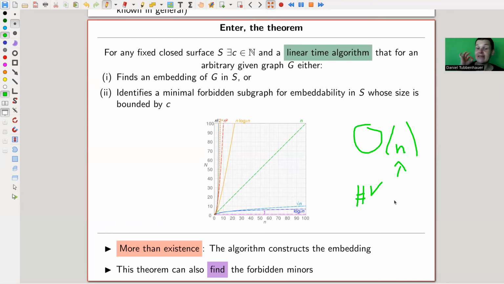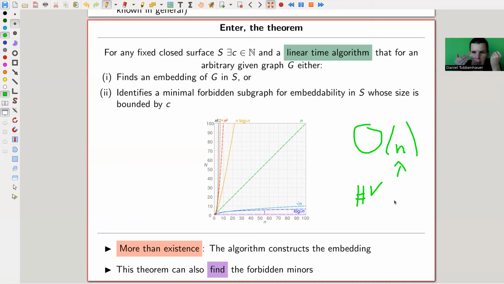And it's even better. It finds the embedding, right? It's not just checking, it not only gives you yes or no, but it finds the embedding. Or if it doesn't embed, it gives you a list of minimal subgraphs, the forbidden ones. So if it's true, it finds for you the embedding, and if it's false, it finds for you the obstruction. And all of that in linear time.